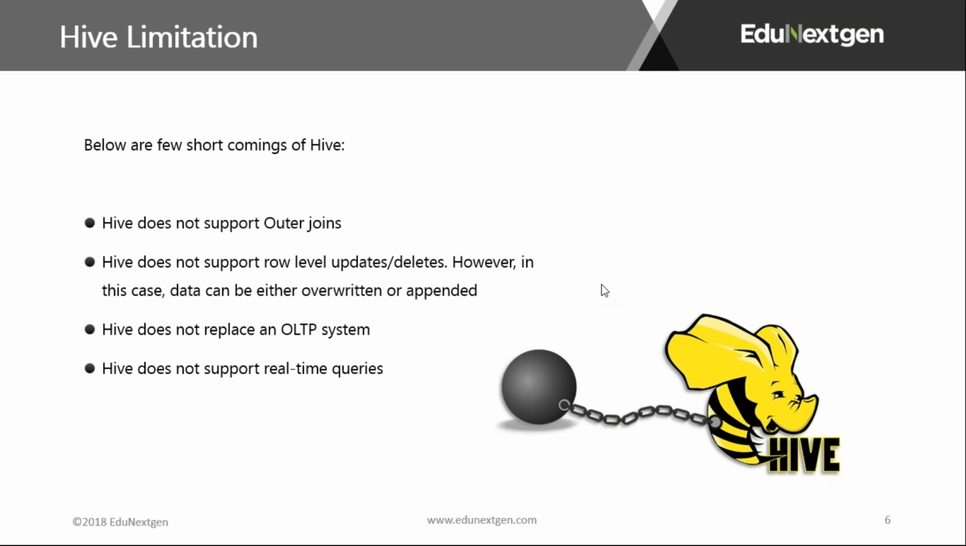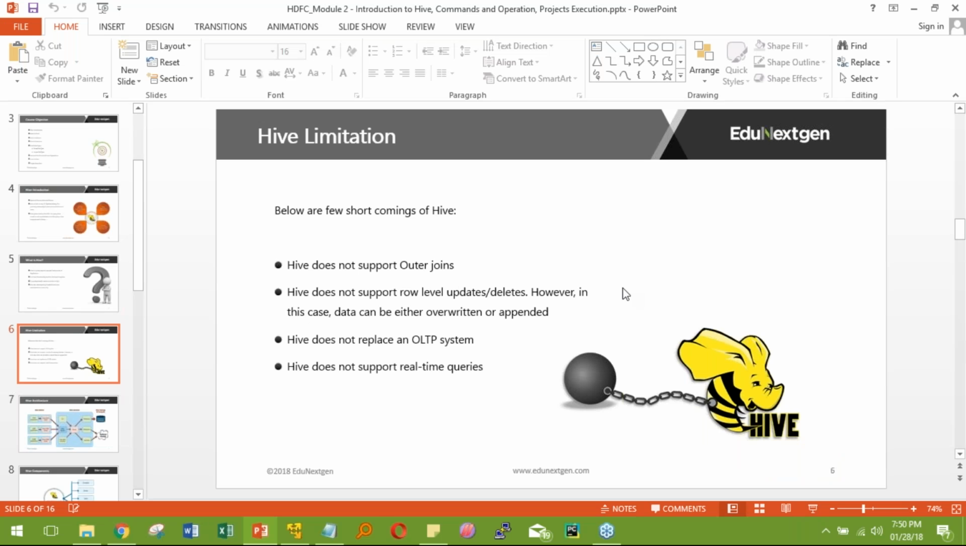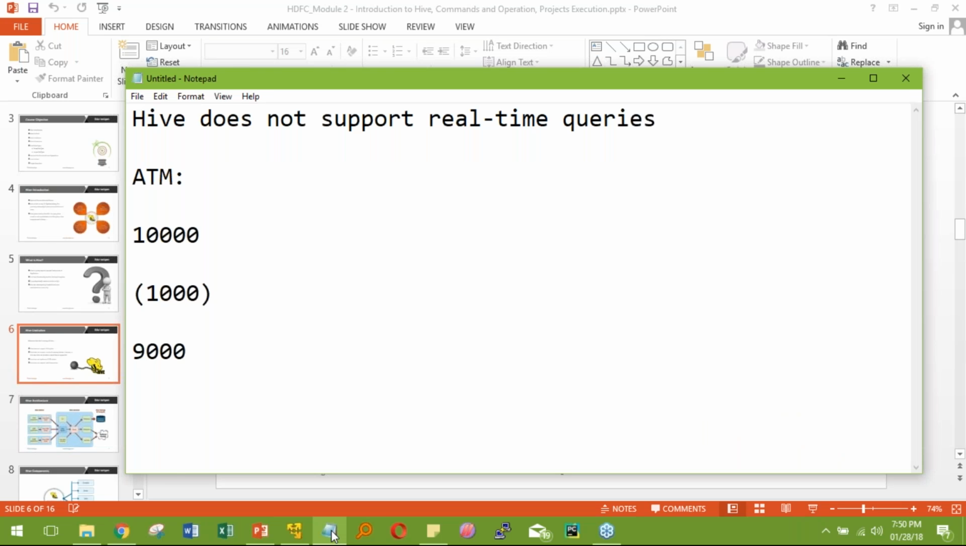Samar says, what is meant by the point before the last one? Samar, I hope you are asking about this point: Hive does not replace an OLTP system, right? So just take the same example, our ATM one. They have some system that works on real-time queries, that's called an OLTP system. So Hive is not going to replace an OLTP system. That is the meaning of that point. Okay, fine, Samar.